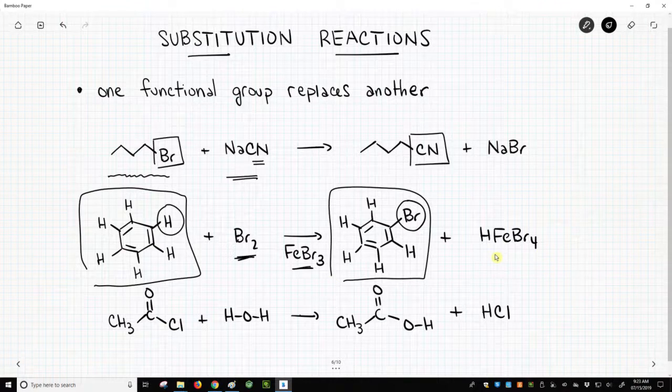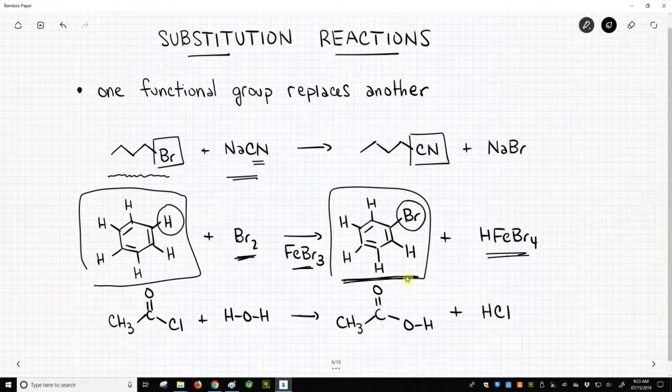Now, there's a side product, this iron species. This actually just becomes waste. This will end up in a waste jug. But what we will collect and call our main product is that brominated benzene ring.